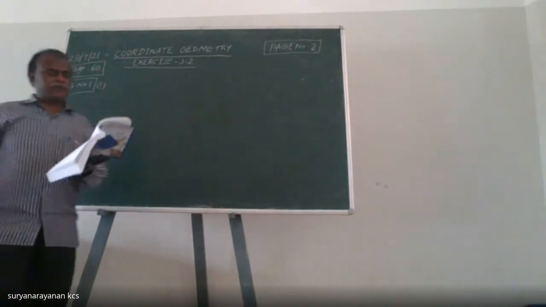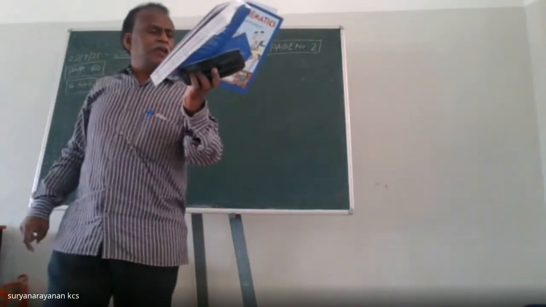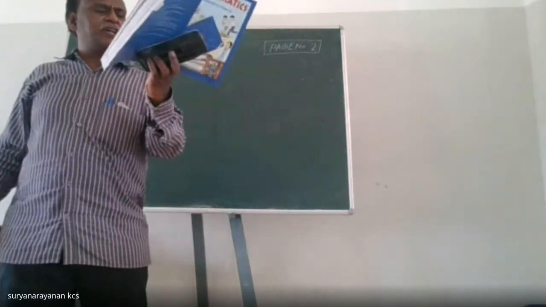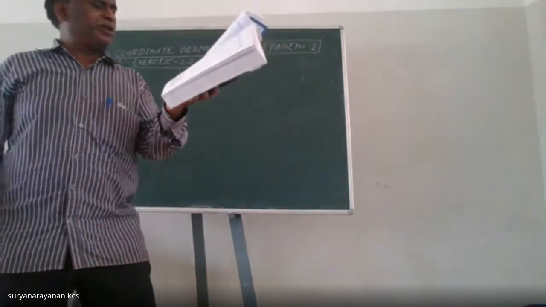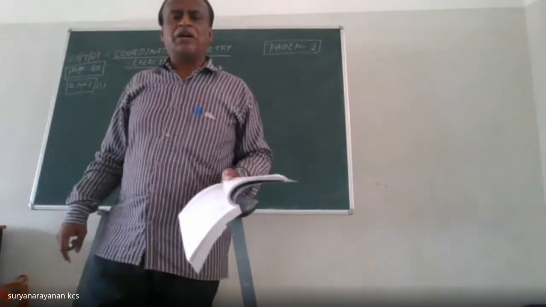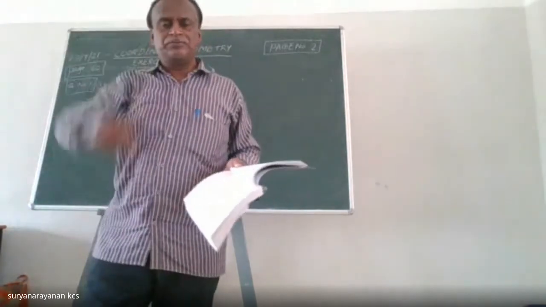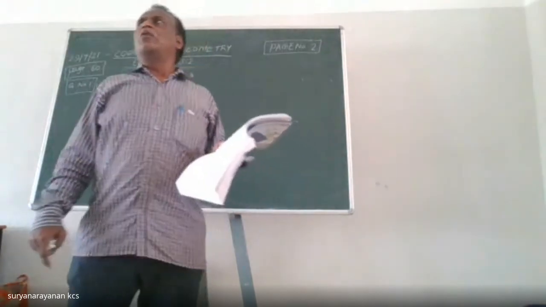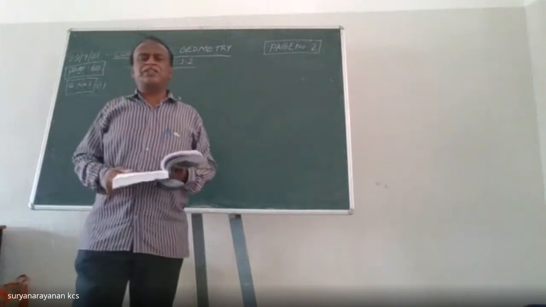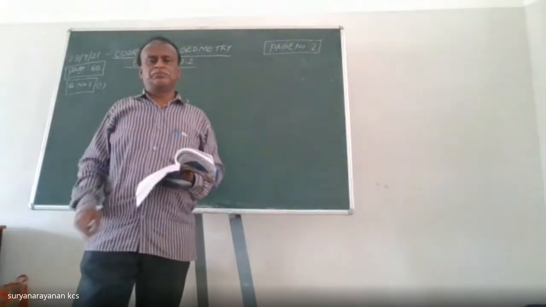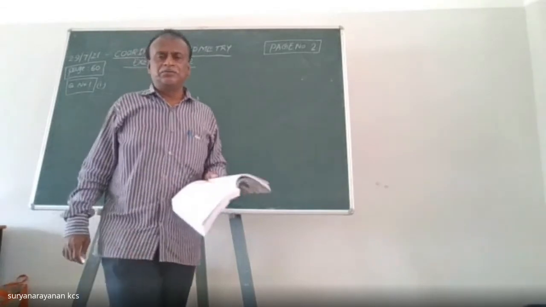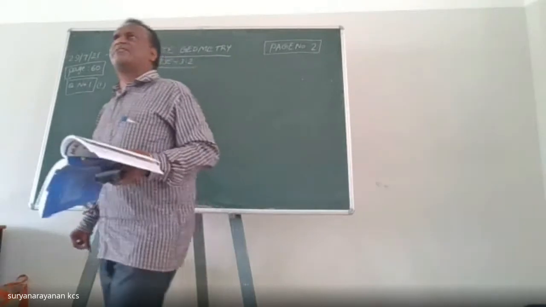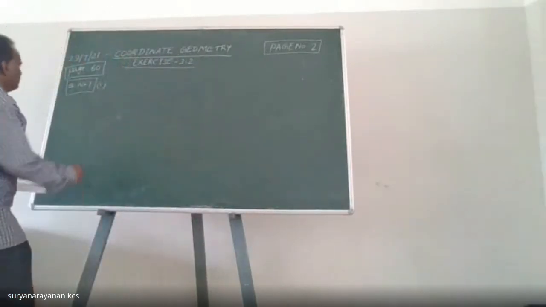See question number 1. What is the name of the horizontal and vertical lines drawn to determine the position of any point in the Cartesian plane? What is the horizontal line called? The horizontal line is the x-axis.